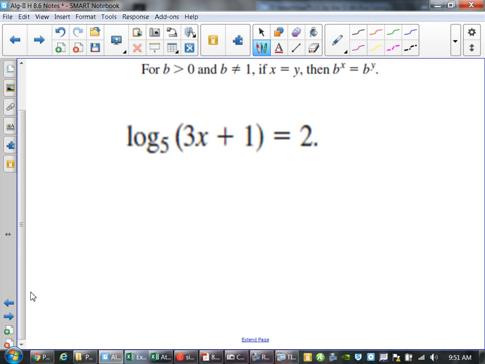Let's change it up a little bit. What happens when you don't have log base on both sides of the equation? You need to be able to undo a log.